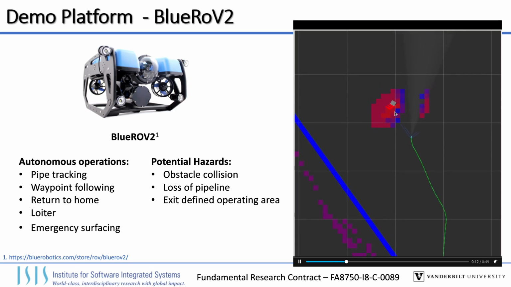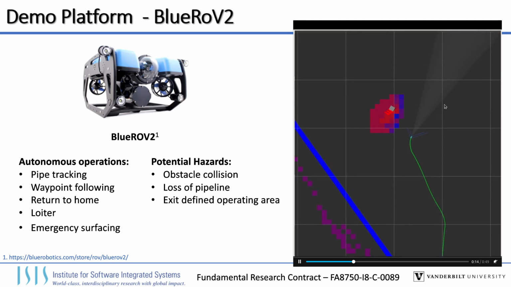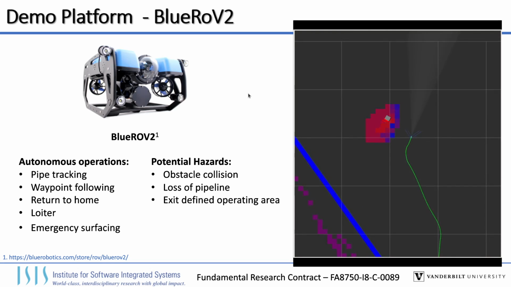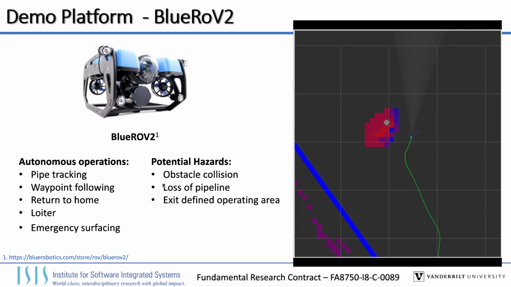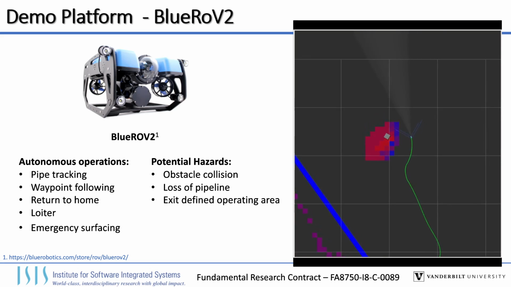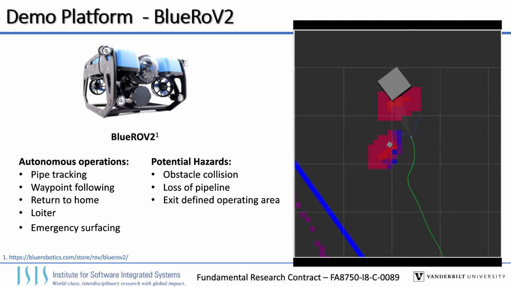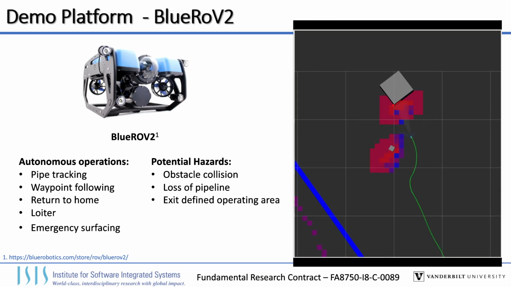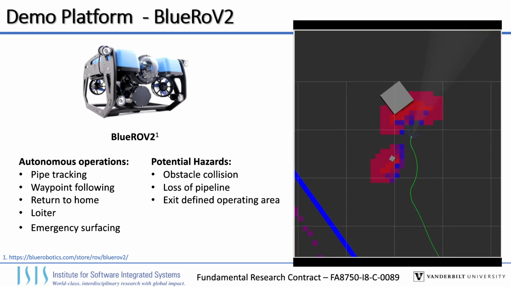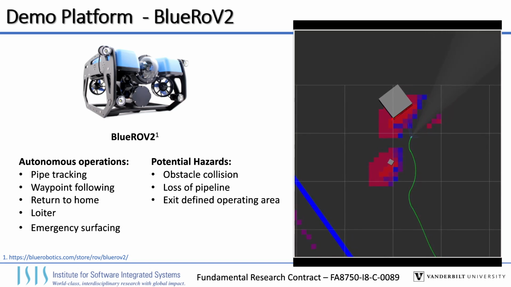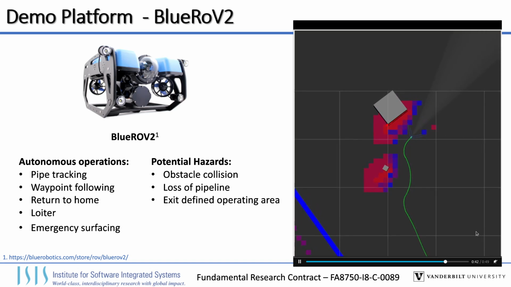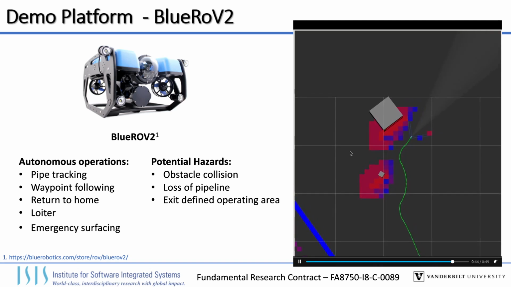Here you can see a small obstacle has appeared in our path, so we're performing an avoidance maneuver to go around it. We'll see a second obstacle appear here in a moment. The BlueROV has some other functions it can execute, such as waypoint following, return to home, loiter, emergency surface. Some of the hazards we're concerned with in this system are the potential hazard of an obstacle collision, the chance of losing the pipeline, and possibly exiting the defined operating area. In this video, you see it was able to avoid both of those obstacles.